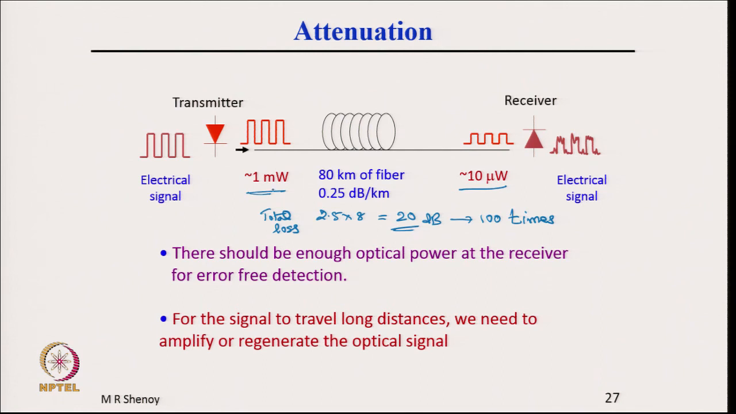So, 100 times lower, 1 milliwatt becomes 10 microwatt here, and it is detected by a photodetector at the receiver, and the detected electrical signal looks like this. Now, if the power goes much smaller, then the output will be full of noise, and therefore, there should be enough power at the receiver for error free detection. Therefore, for the signal to travel long distances, we need to amplify or regenerate the optical signal.